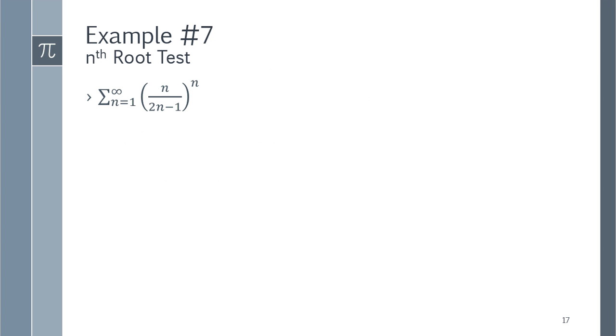So if I have the series where n is going from 1 to infinity of (n over 2n minus 1) raised to the n, I could do the ratio test, but I want to show you the nth root test here. So I'd be looking at the limit as n goes to infinity. Like the ratio test, I can use the trick of putting absolute values to force this to be positive, of the nth root of (n over 2n minus 1) raised to the n.